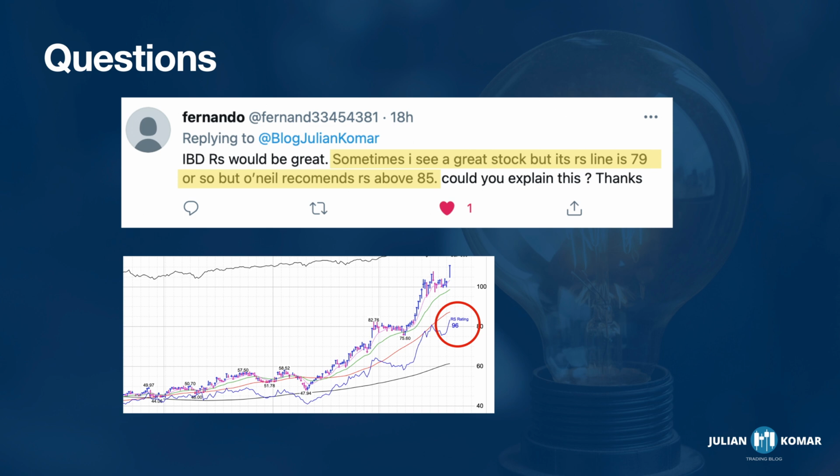Another question I got on Twitter is: sometimes I see a great stock, but its RS is 79 or so, but O'Neill recommends RS above 85. So this question and this tweet was not about the RS line, but the IBD RS rating. And this is exactly what I said at the beginning. Of course, you see a lot of good stocks with nice bases and nice chart patterns which only have an RS rating below 80, sometimes 50 or something. Amazon, for example, at the moment has a very low RS rating, but a very nice base.